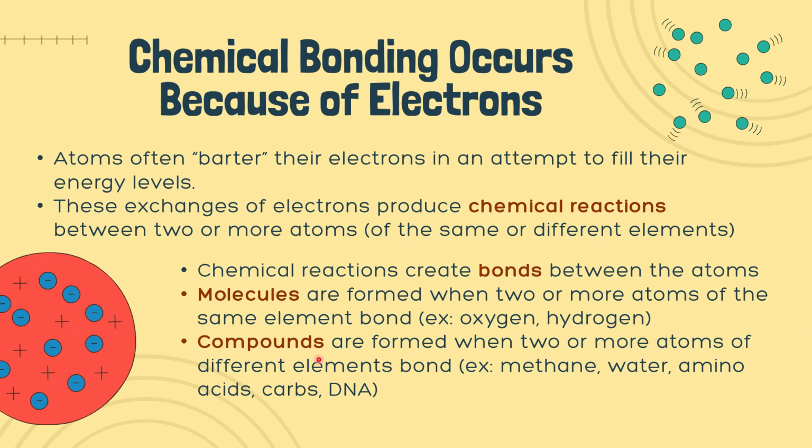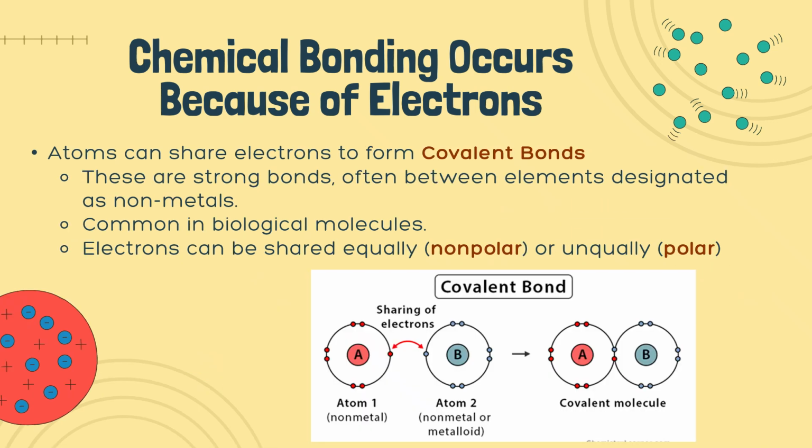A compound forms when two or more atoms of different elements bond together. So like water, two hydrogens, one oxygen. Those are different elements bonding together. Methane, one carbon, four hydrogens bonding together. Amino acids, carbohydrates, DNA, these are all compounds that we're going to talk about through the course of this class. So the way that these electrons are either shared or exchanged determines the type of bond and the qualities and characteristics of the connection between those two atoms.